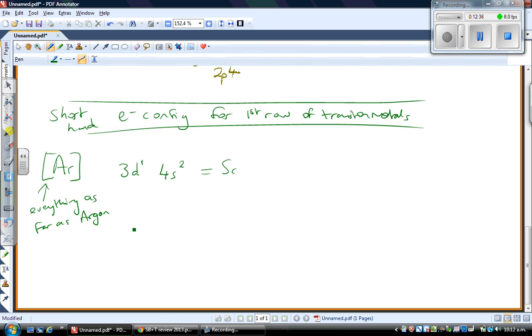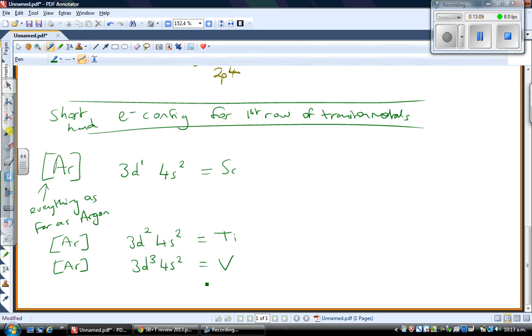Now the next transition metal is titanium, so the same thing again, everything as far as argon. Then we write down our 3d and our 4s in the written order, but 4s is filled before the 3d, in which case there are 2 electrons in the 4s and then 2 in the 3d. So that's for titanium. Next transition metal would be vanadium, so everything as far as argon. Write down your 3d followed by the 4s. 4s gets its 2 electrons first, and then the 3d is left with 3 electrons, so that's for vanadium.